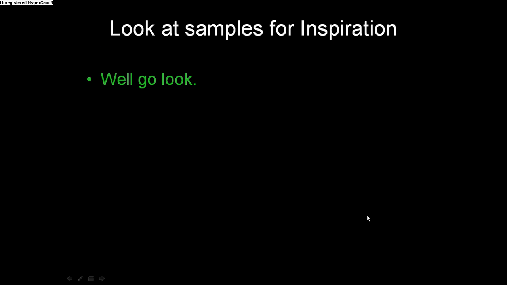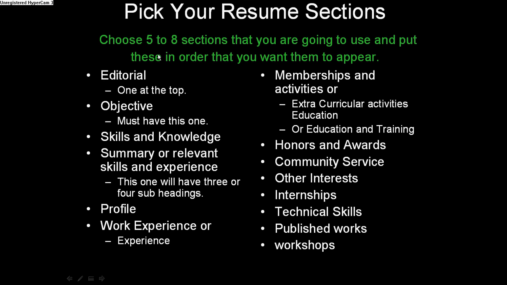All right, let's keep going. Now you're going to look at these and choose 5 to 8 sections that you're going to use based on what you've done. So you're going to look at your skills that we did last time, and your experiences that we did the time before, and based on those things, you're going to choose the headings that work the best. So choose your 5 to 8 and write them down.